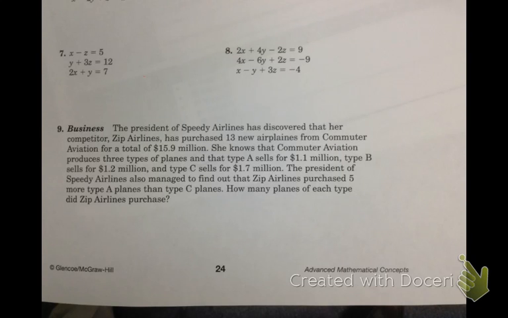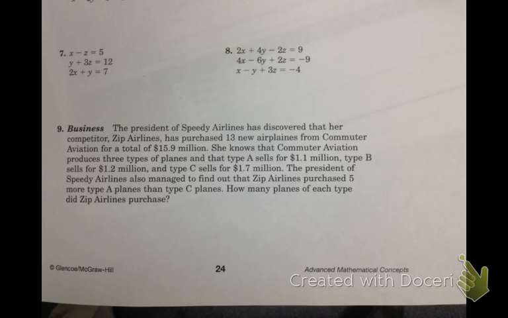All right, I wanted to take a look at the problem from last night, the business one. Of course, it says the president of Speedy Airlines has discovered that her competitor, Zip Airlines, has purchased 13 new airplanes from Commuter Aviation for a total of $15.9 million.